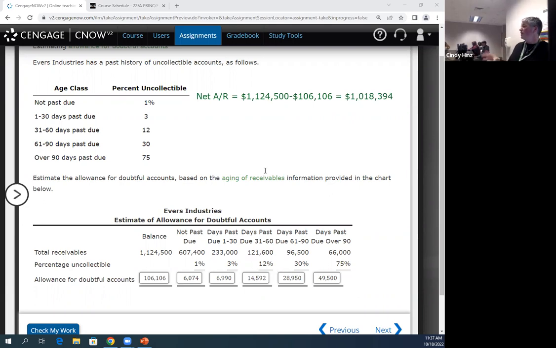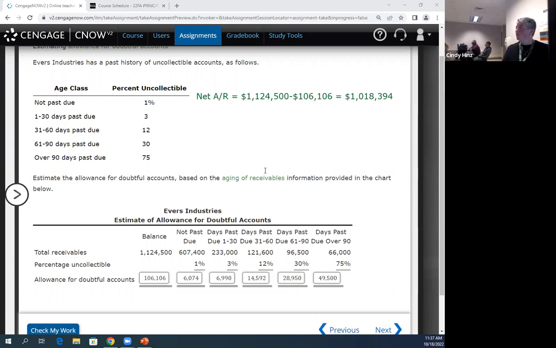On the balance sheet, we set aside that value as the allowance for uncollectible or doubtful accounts. Sometimes it's called the allowance for bad debt. I think that expression has mostly gone out of favor. You usually hear doubtful or uncollectible accounts. So they've set aside this $106,106 in the allowance, and that reduces their net accounts receivable.